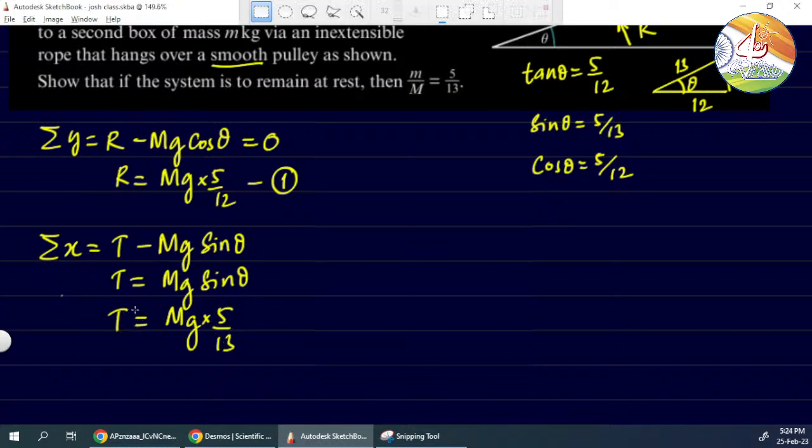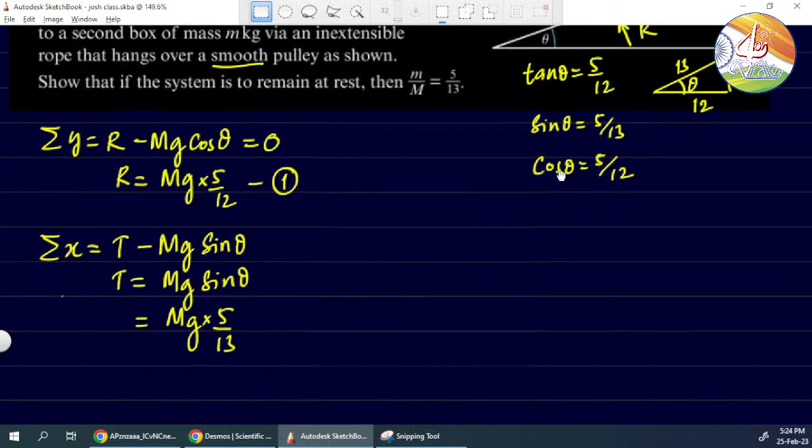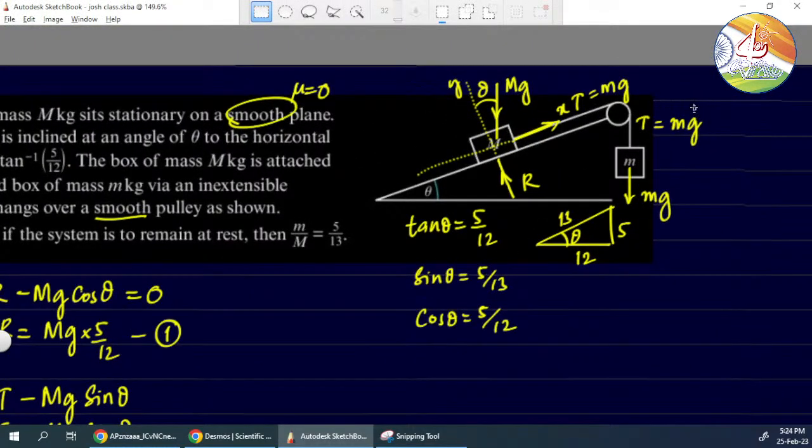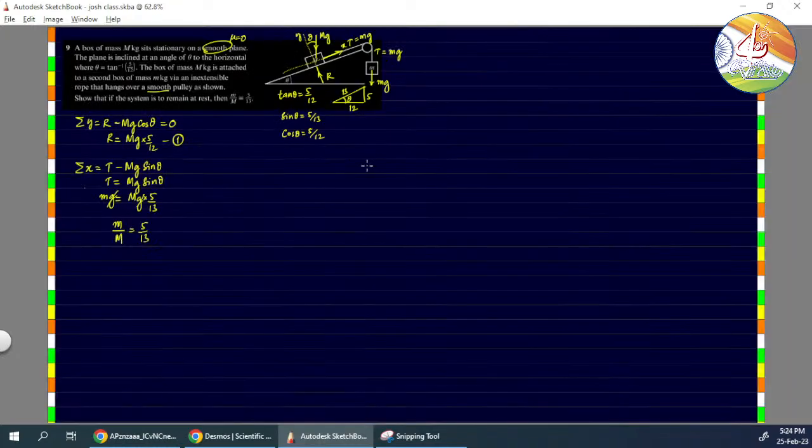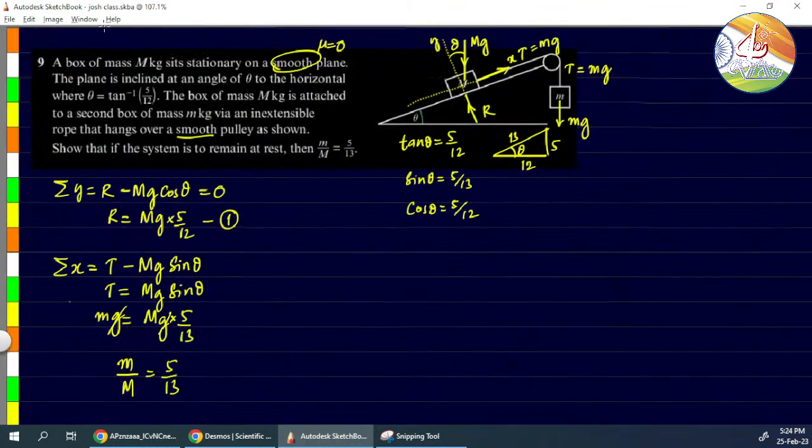And what is T? T value is small m into g. So small m into g, and g and g will cancel. So small m by capital M is equal to 5 by 13. So that's what he is asking us to find. Prove. Yes, so just put it here and write hence proved.